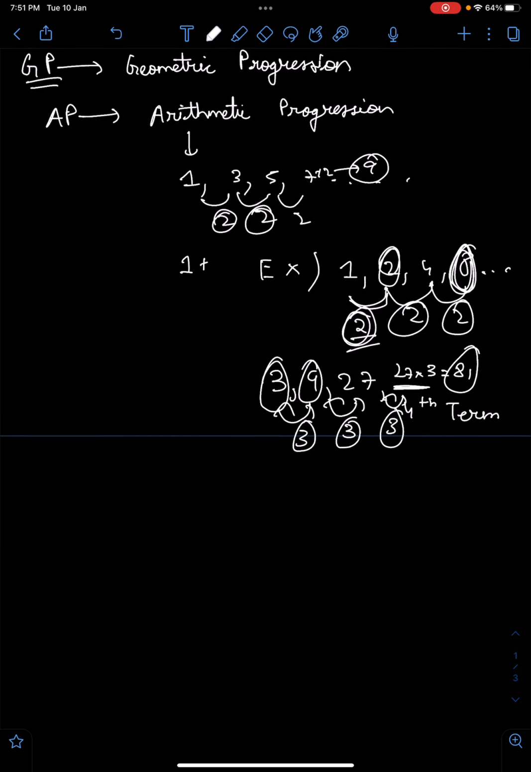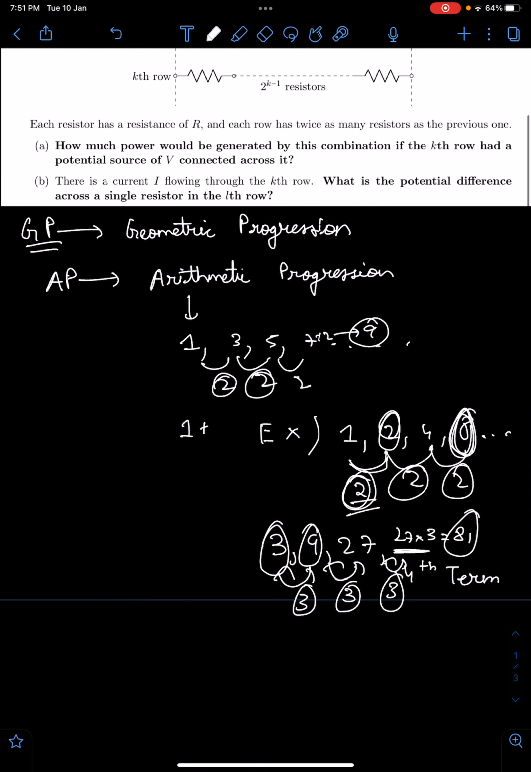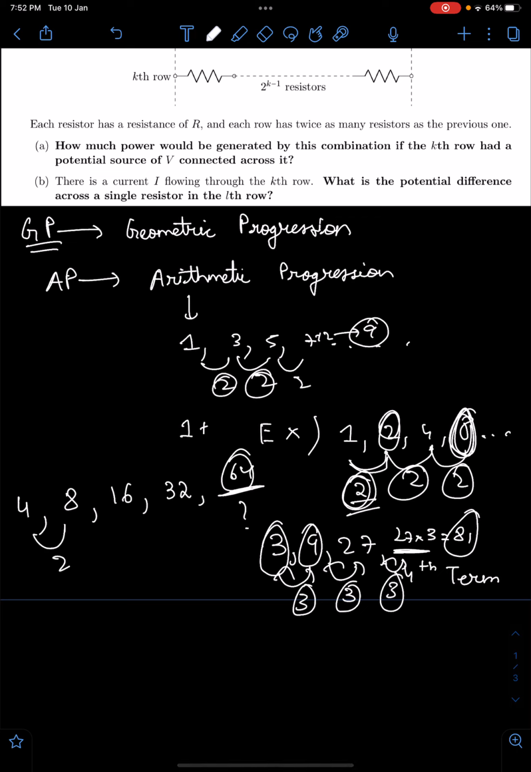Right. Okay. I'll just give you one more problem before we go on to the formulas. Tell me the next term for this. What will be this term? I hope you guys have got your answer by now. The answer is 64. There's a common multiple of 2 each time, so 32 into 2 is 64. Easy, right? Yeah, it's pretty easy.